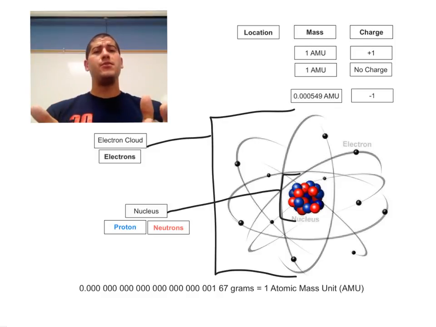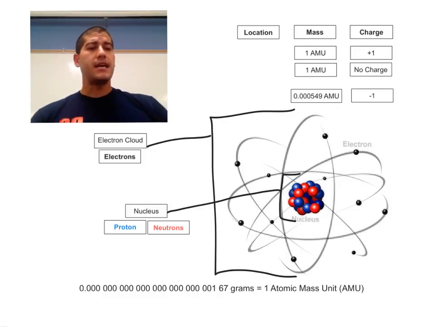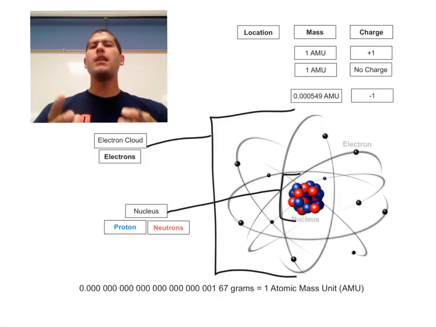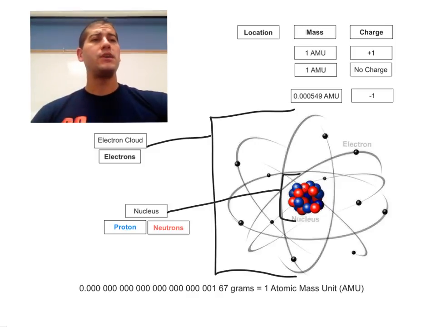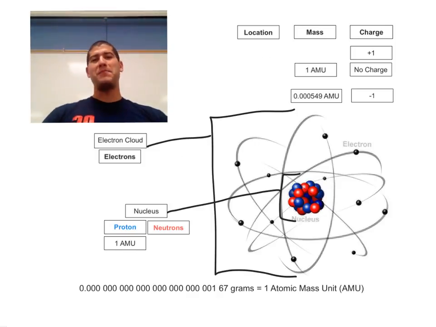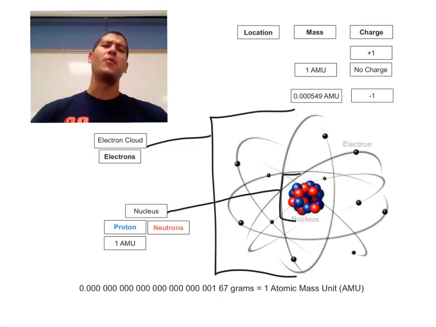It's useless to you, and it's also useless to scientists. So scientists decided, let's make up a new unit of measure for the mass of subatomic particles. We'll call it the atomic mass unit. And let's make it easy for ourselves. Let's say that a proton has a mass of 1 atomic mass unit. I like using the number 1 in calculations.